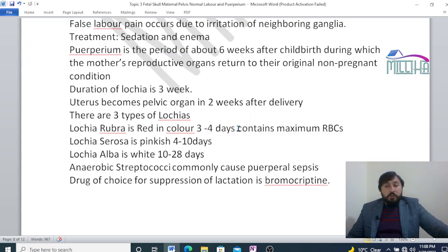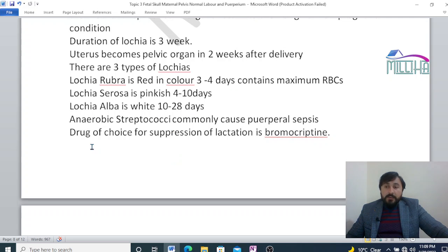Okay, there are three types of lochia. Okay, lochia rubra. Rubra means red. That contains red blood cells, RBCs. Okay, 3 to 4 days. Till 3 to 4 days after delivery of the child, the woman will secrete a red fluid through her vagina. Okay, that's called lochia. After that, lochia serosa is pinkish. It takes 4 to 8 days to subside. After lochia serosa, there is lochia alba. Alba means white. It takes 10 to 28 days to stop.